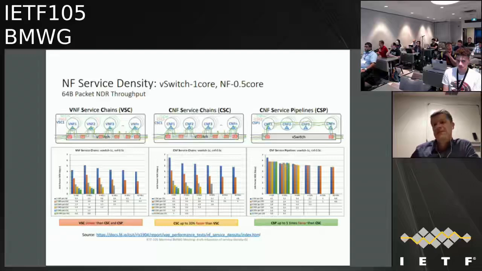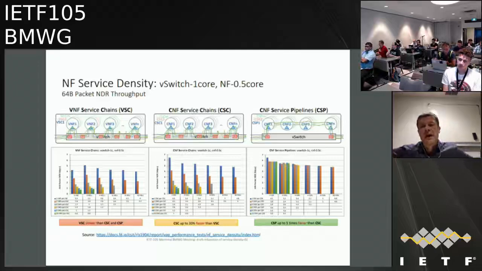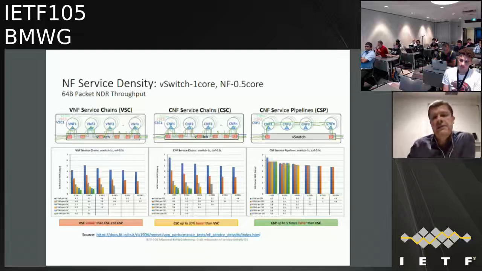Yeah, that's the last slide. This slide just shows very similar metrics with a higher density of network functions. Again, the results are specific to the application tested, in this case, VPP. Next slide.